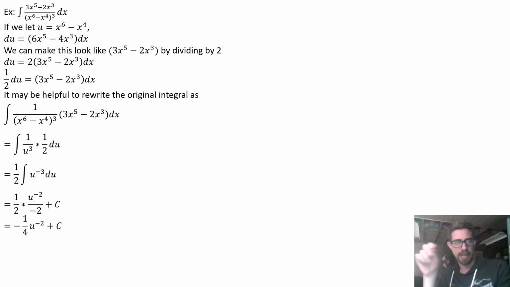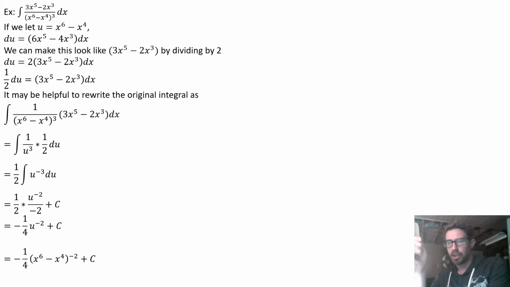And then finally, now just stick back in, okay, what was u in the first place? x to the 6th minus x to the 4th. And then with a negative exponent or a fractional exponent, like this problem or the last one, it's always okay to leave it like this. You don't have to write it back as 1 over x to the 6 minus x to the 4 squared. I wouldn't mark it wrong, but it's an unnecessary step. Same with the last one where we got something to the 3/2. If you want to be clever, you can rewrite that as the square root of something cubed, but there's no real incentive to. You can just leave it how it is.